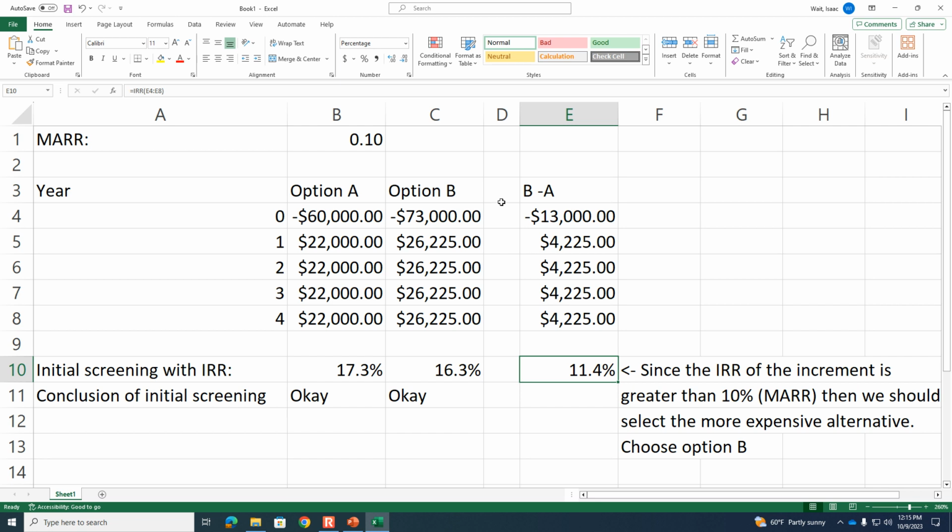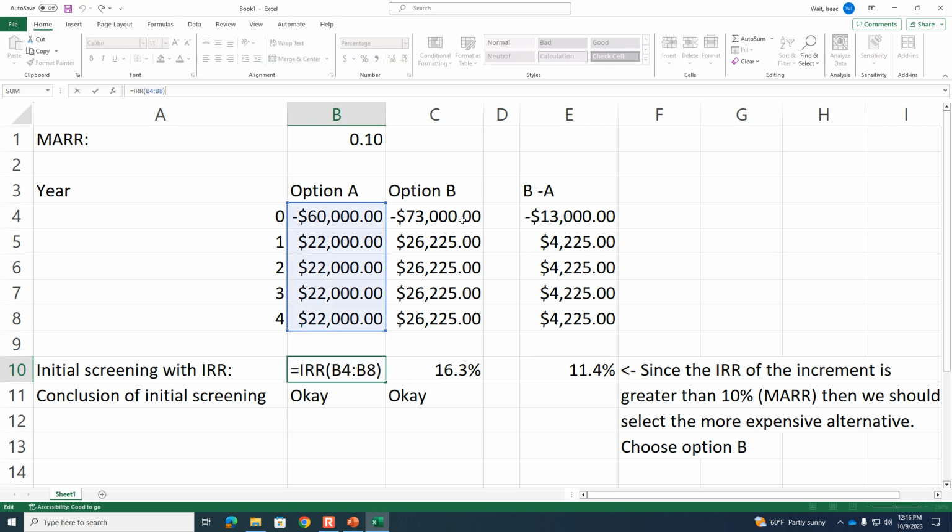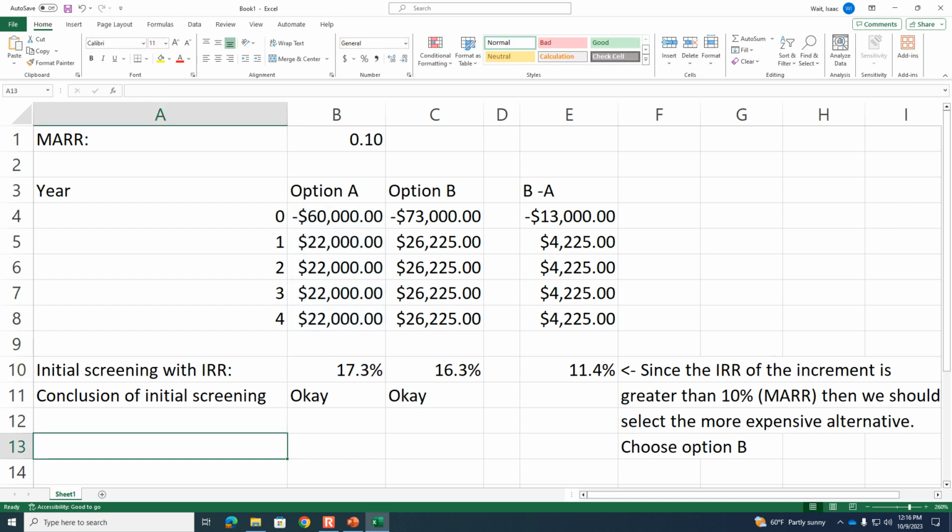Any questions so far? What would be another way that we could prove to ourselves whether option B or option A is more profitable besides the incremental analysis? Okay. I don't know if the IRR analysis would tell us option B versus option A, because the IRR analysis already takes into account the initial purchase price. So it's not like we've neglected that.